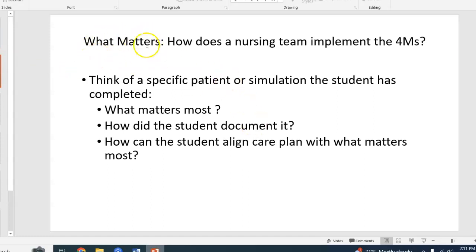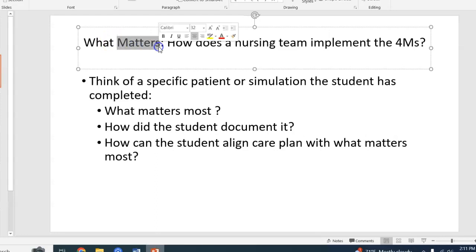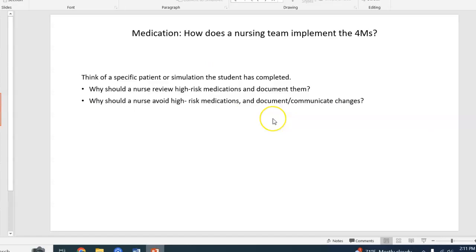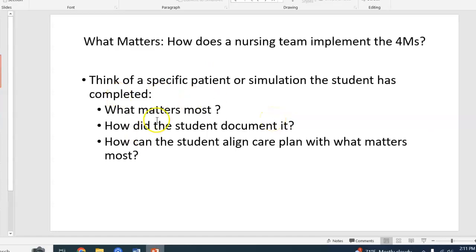So the 4 M's, what matters most, or what matters. This is the first M. So matters is our first M. Basically you're going to think of a patient in a situation and answer these 3 questions.